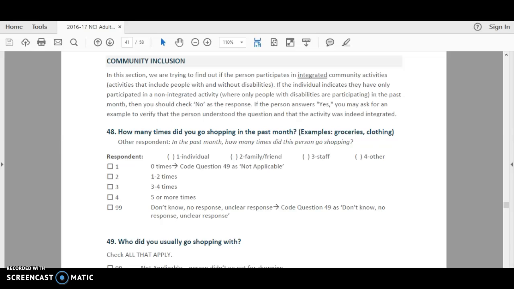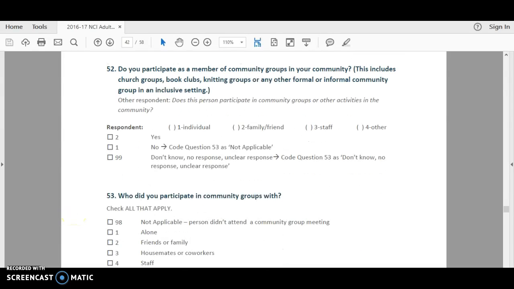You may also want to let the person know not only what we're looking for here in terms of integrated activity, but the flow of these questions: how many times you've done a particular activity, and then who you typically go with. Skipping over to question 52, do you participate as a member of community groups in your community?